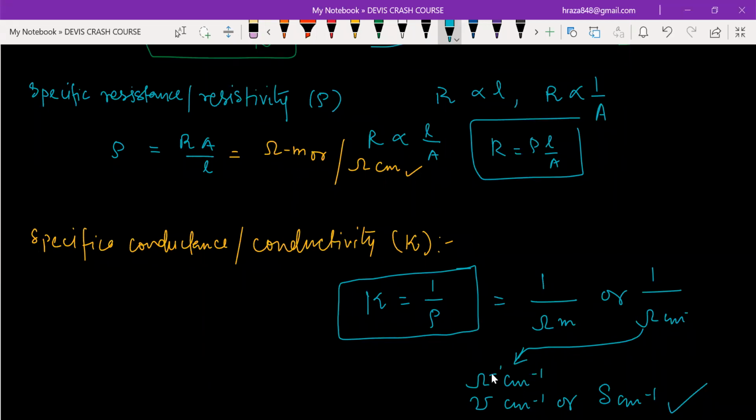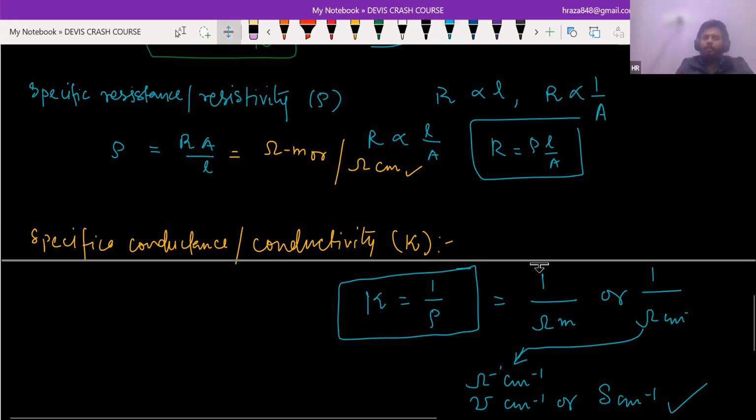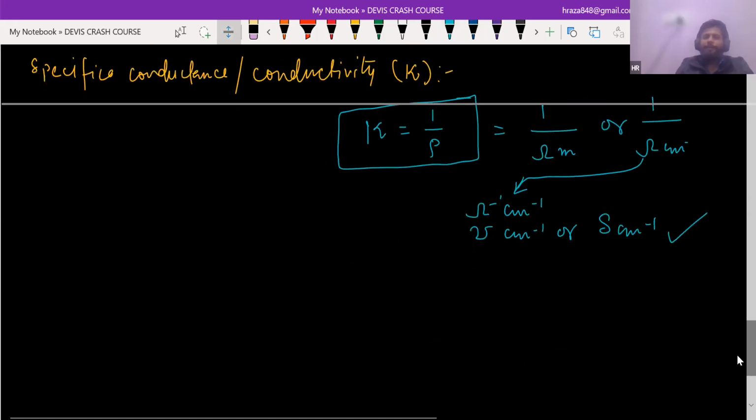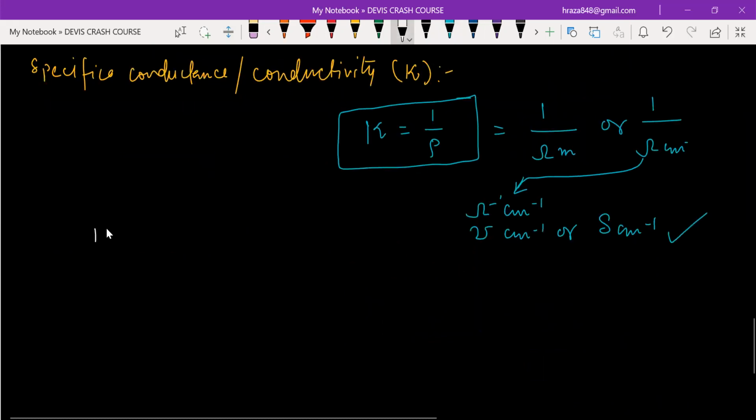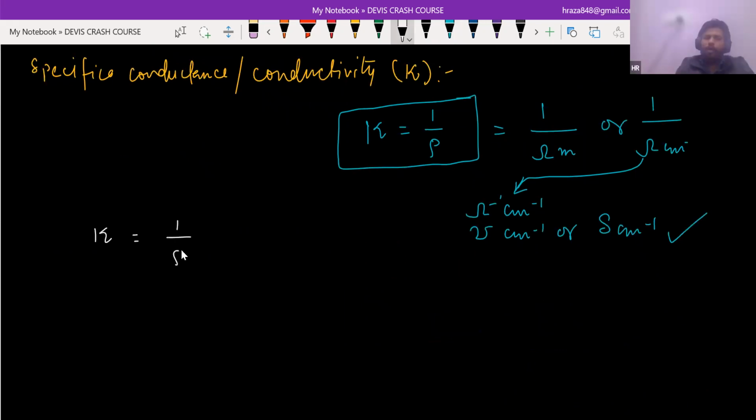Are you getting my point? These are all small terms that we need to take care of. Now see, I'm going to derive a formula. Kappa is equal to 1 by rho. And you know what rho is? Rho is basically R into A by L. So can I write kappa will be equal to 1 by R into L by A?